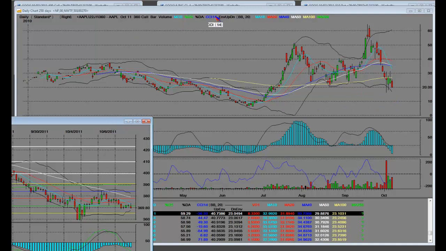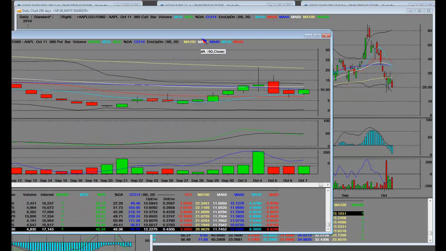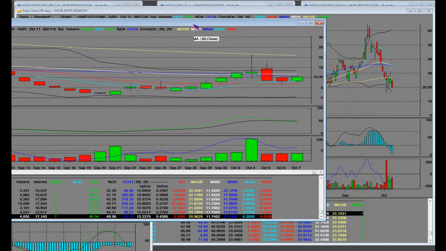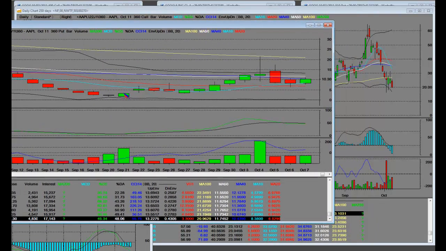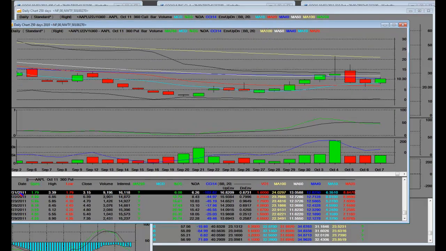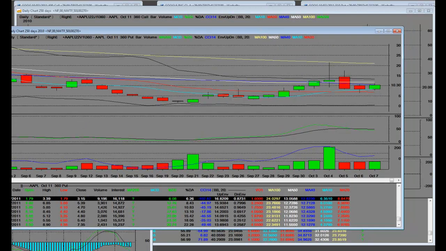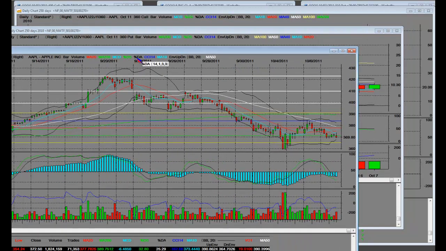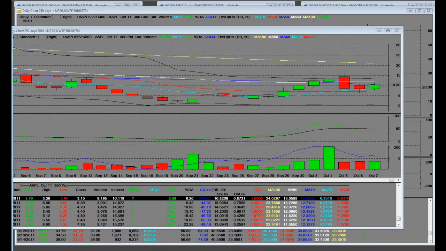So that's understanding that 360 call versus this 360 put when it made lows over here on 9/21. It was a day after the actual equity, or that time frame is when the equity started its move. Look at here.